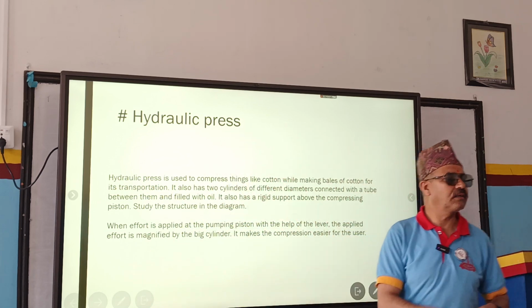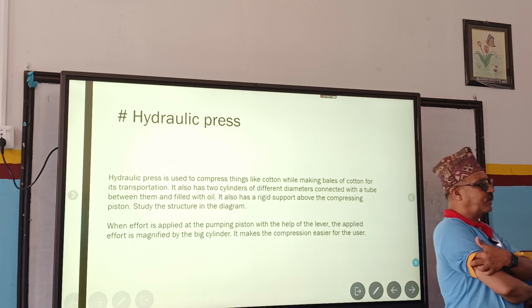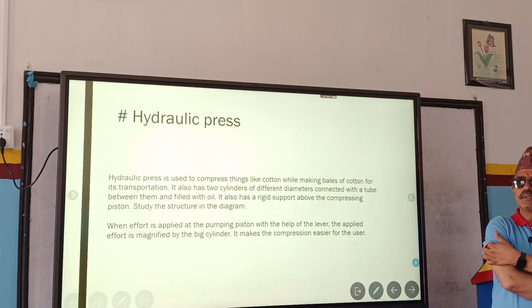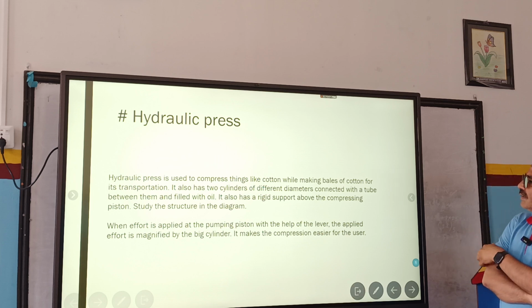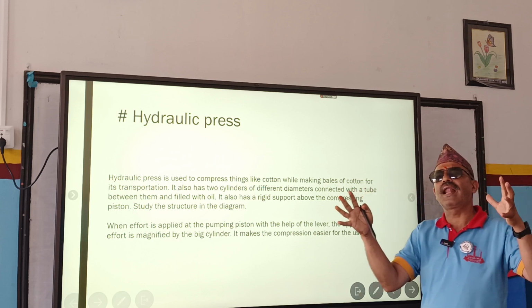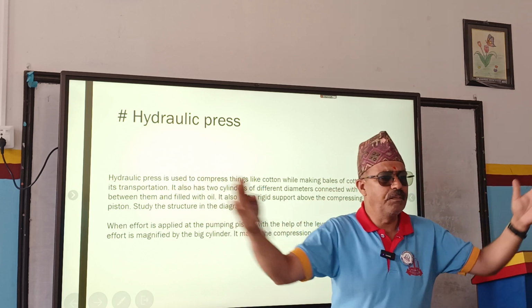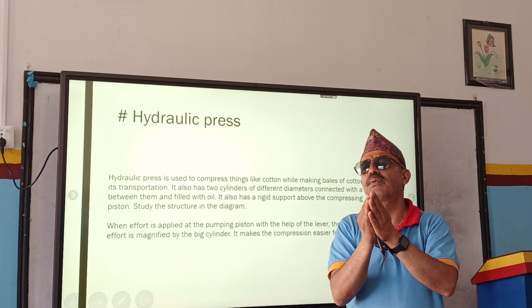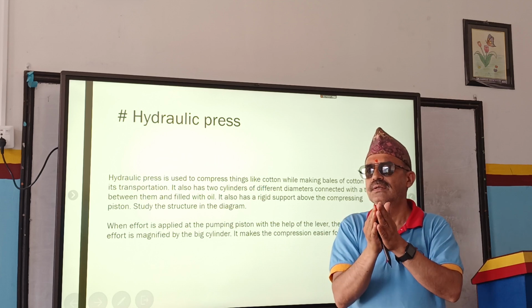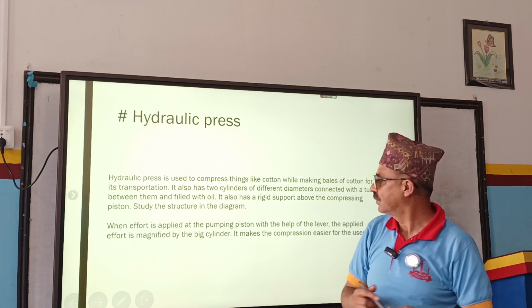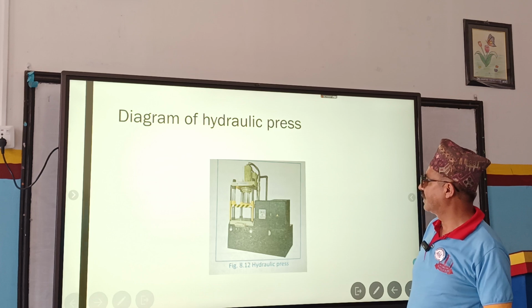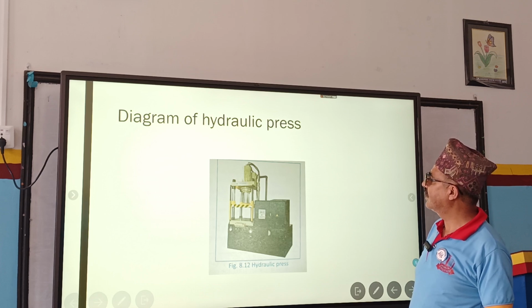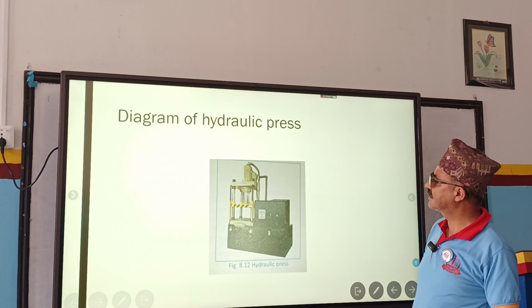Hydraulic press. What is the purpose of using a hydraulic press? What does it do? It helps to compress. See, cotton is very, very light, isn't it? But cotton can be compressed and changed into a very small piece, smaller size, right? Plywood also. Why not? So, here's the device. What is this? Hydraulic press. So, this is a fully automatic one.